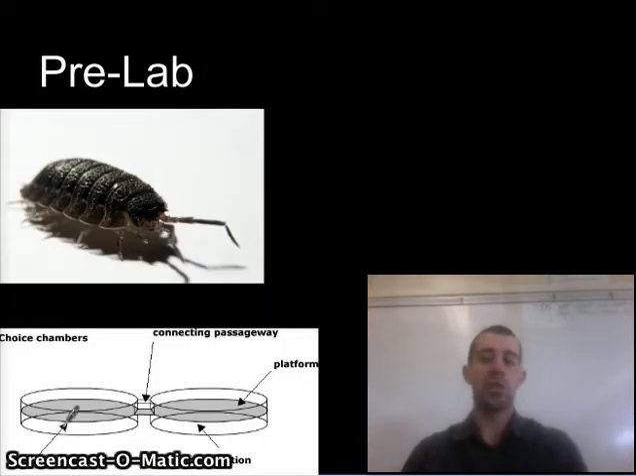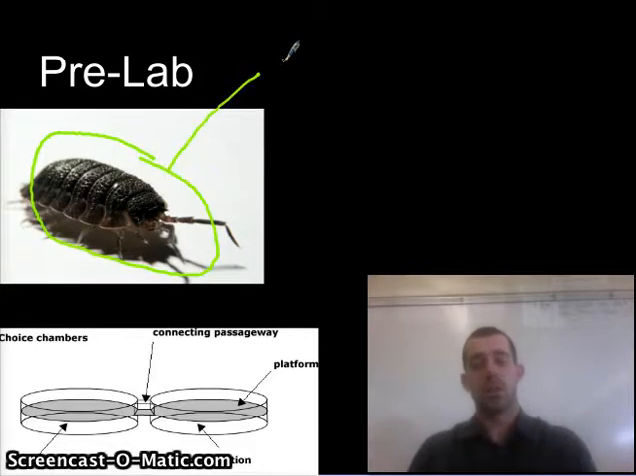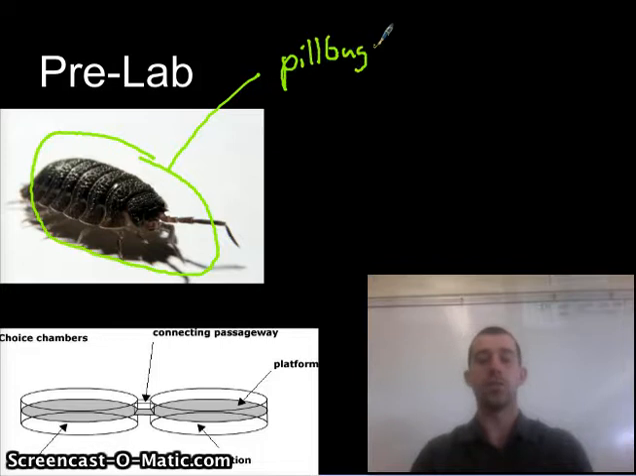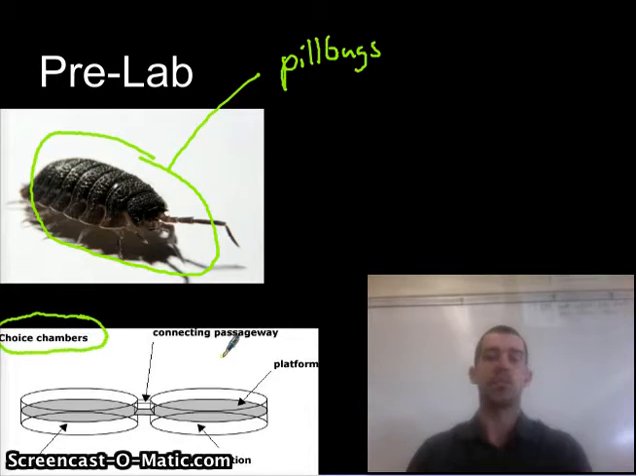So the first thing we do is a pre-lab where we go over background information. The lab that I'm going to be explaining this time is one where we're going to be using these little guys, sometimes known as roly-polies. We're going to be calling them pill bugs, even though their official sciencey name is that they are isopods. I'll give you some background information about them just so that you get comfortable with them. And then I'll also talk about our apparatus during the pre-lab lesson. And in this case, our apparatus is a choice chamber.